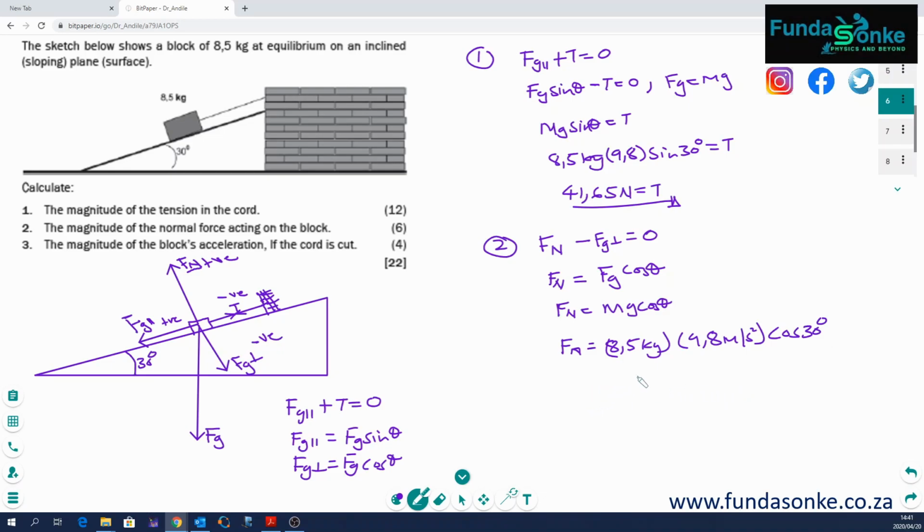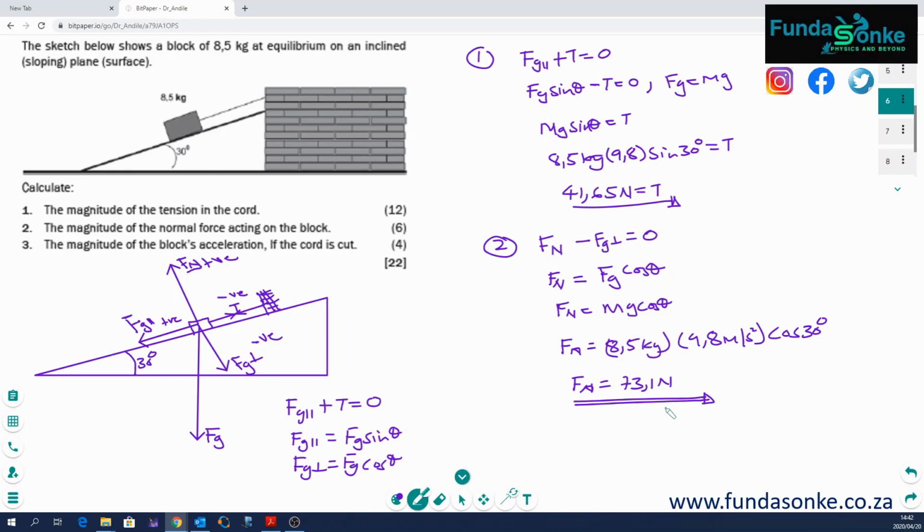So then if we were to punch this into our calculator, we find that Fn is equal to 8.5 times 9.81 times cos 30 degrees. This should give us 73.1 newtons. So this is our normal force N. Okay, so that's the magnitude of the normal force acting on the object.